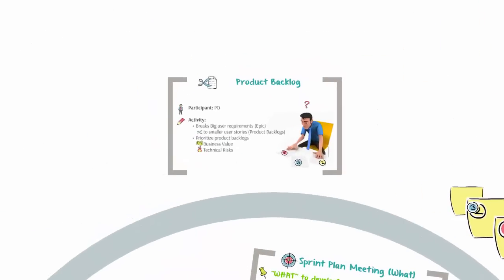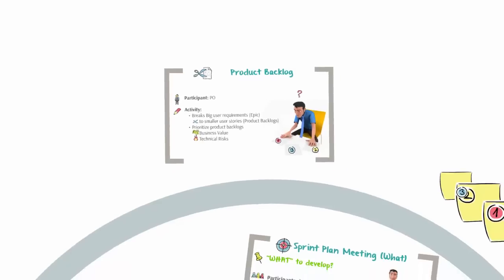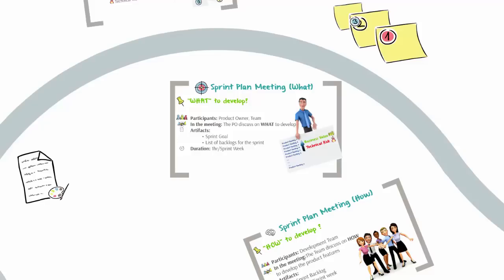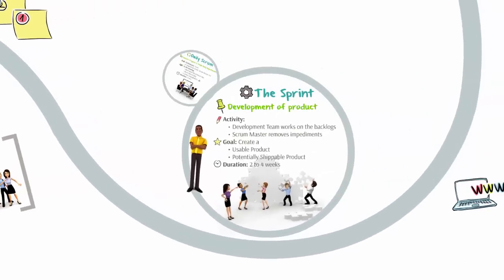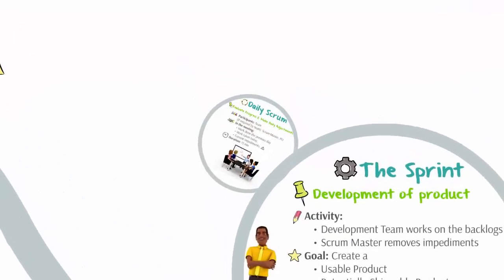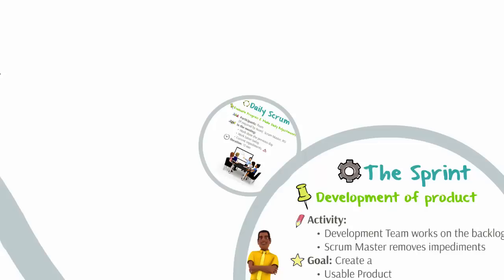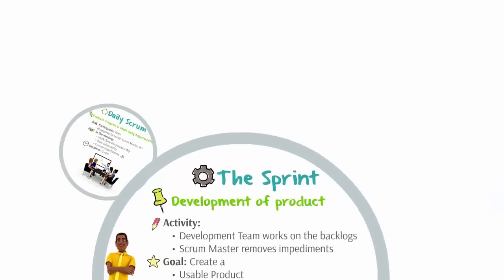Based on the business value, the product backlog gets constant refinement by the product owner. The next sprint starts with a sprint plan meeting by the product owner, to explain what he expects of the current sprint. This is followed by the sprint plan meeting by the development team, to decide how to develop the new set of backlogs. The development team then starts to work on the backlogs, and has the daily Scrum meeting to understand new impediments, which the Scrum Master then owns in resolving.